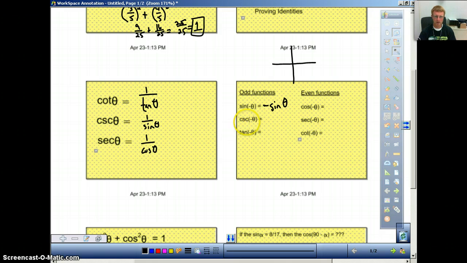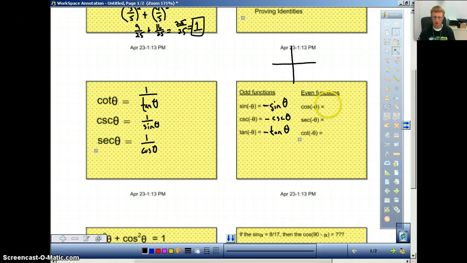Okay? With cosecant, it's going to be the same thing. It's going to be negative cosecant of theta. And again, think about that. These are the same thing, they're just reciprocals of each other, so they're going to follow the same properties. And then our tangent of negative theta will end up being negative tangent as well.